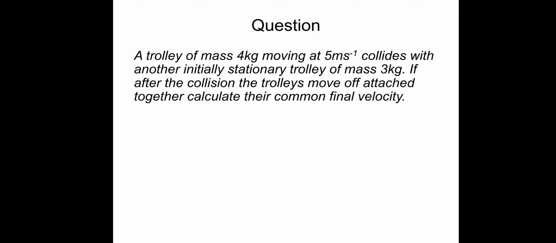So an example question. If you've already done momentum, you might wish to have a go at this. If not, I'm going to show you a technique and then you can have a go at subsequent questions after this one. So this question: a trolley of mass 4 kilograms moving at 5 meters per second collides with another initially stationary trolley of mass 3 kilograms. If after the collision the trolleys move off attached together, calculate their common final velocity. So I'll show you how to do this and how I would say it out.